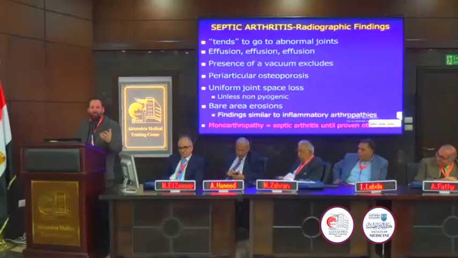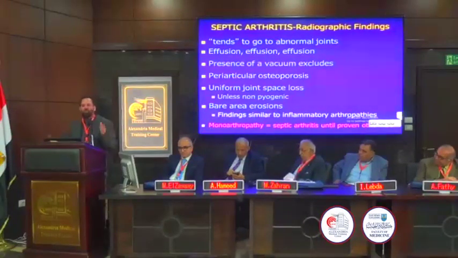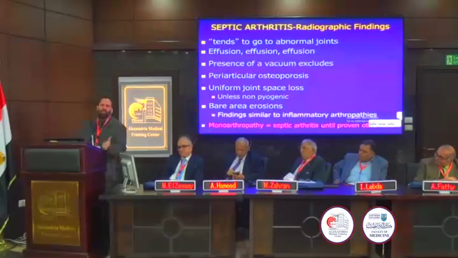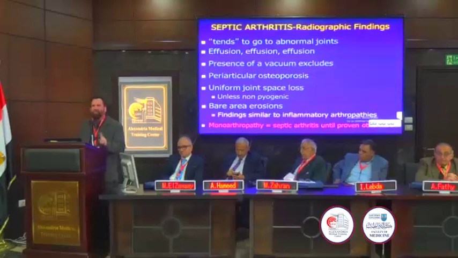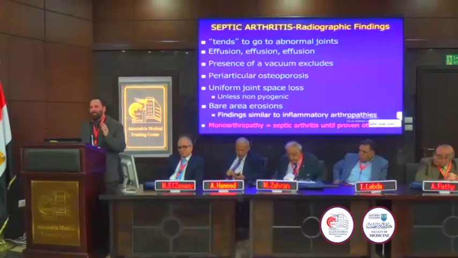Arthritis is inflammatory, there's increased blood flow. So if I'm going to have septic emboli, they're going to go to an abnormal joint. So they're going to go to an arthritic joint, whether it's osteoarthritis, rheumatoid arthritis, gout, doesn't matter. It's the vascularity, not the type of arthritis. They cause effusions, almost always. So if you have a vacuum phenomenon, that means there's no effusion, that means there's no septic arthritis.